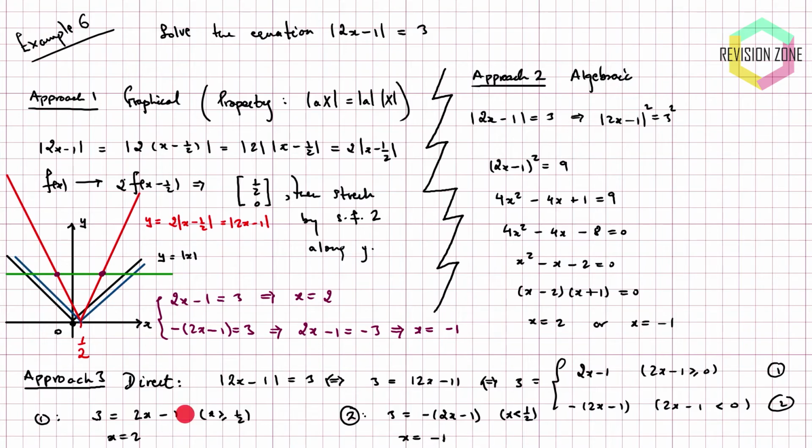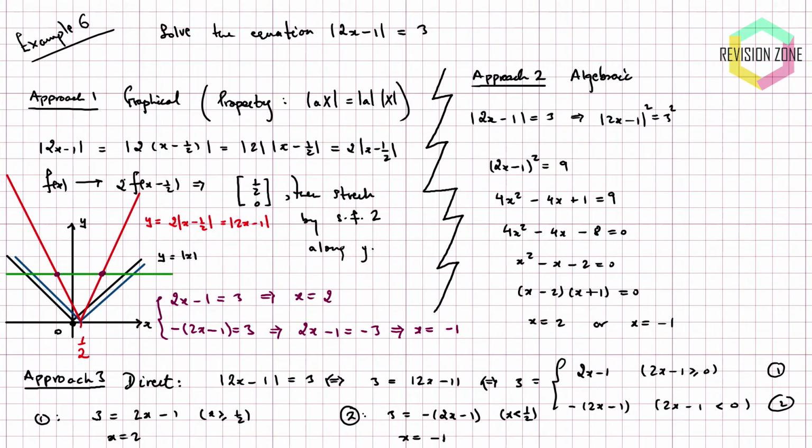These are linear equations, so you're guaranteed to get solutions out. In the first case, we get x equals 2, and in the second case, we get x equals minus 1, which is again consistent with what we've already worked out. And as I've already said, we've already checked that these are the right solutions.